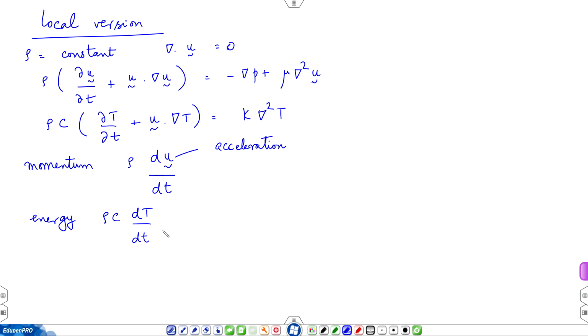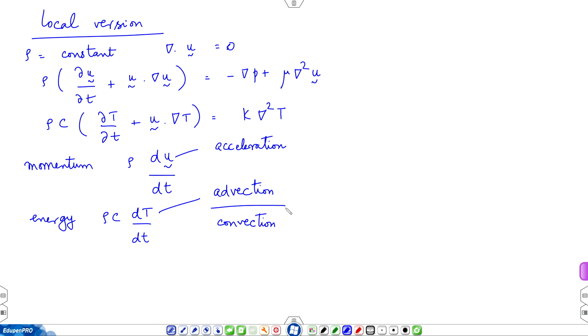So, instead of acceleration, the technical term used is advection. Some people also use the word convection, but advection is a technically correct term for energy being transported in a flow field. Of course, if u is 0, there is no advection. Then what are you left with? You are left only with the right hand side.